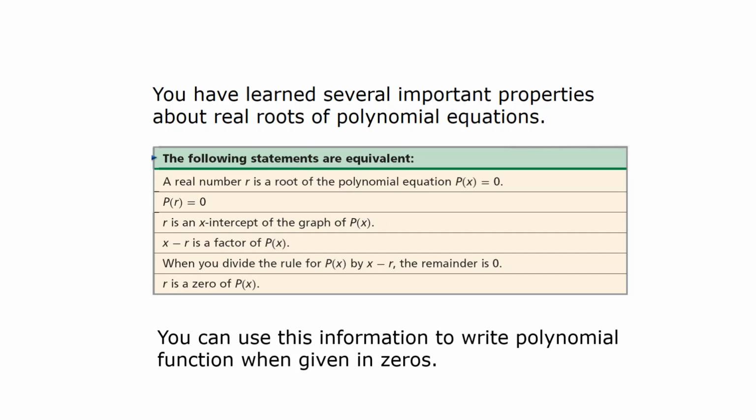We also know that x minus r is a factor of the function p of x. And when you divide the rule for p of x by x minus r, you're going to get the remainder 0. We've been doing that with our synthetic division. And finally, you know that r is a zero of the function p of x. So you can use this information to write a polynomial function when given its zeros.